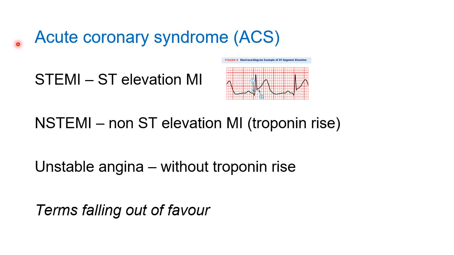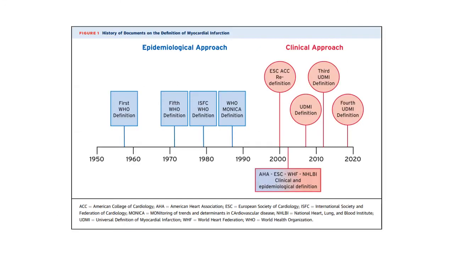You may see the term acute coronary syndrome, which is an umbrella term that embraces a number of definitions, including STEMI or ST segment elevation MI, NSTEMI or non-ST segment elevation MI with troponin rise, unstable angina without troponin rise, but broadly these are terms that are falling out of favour.